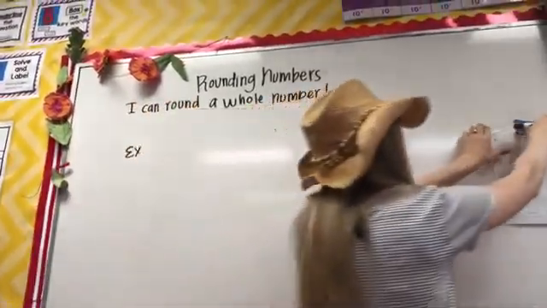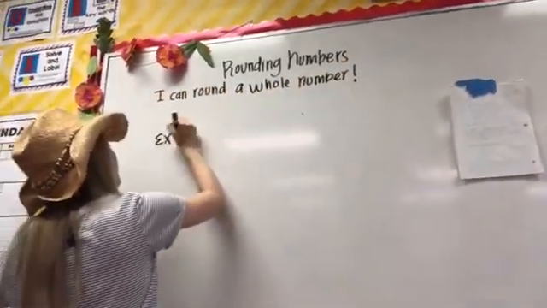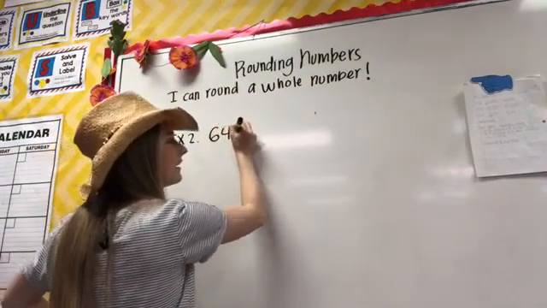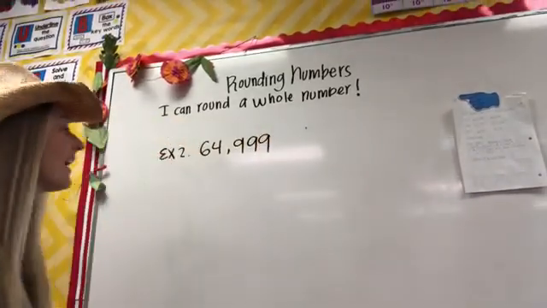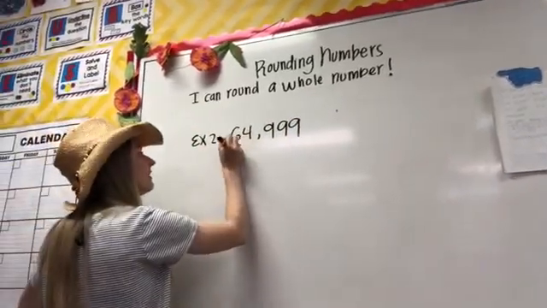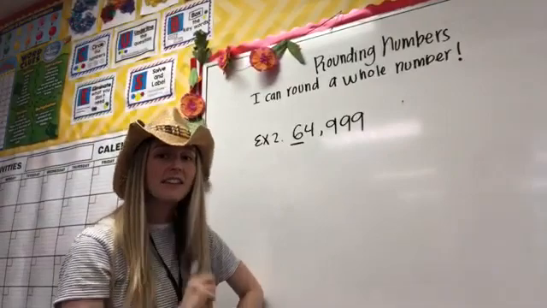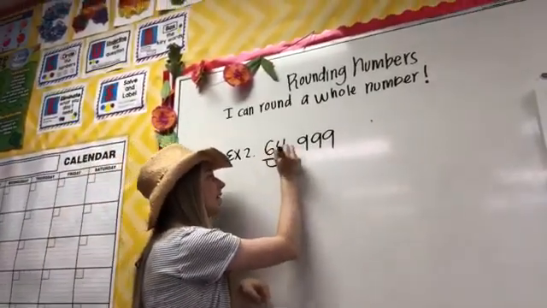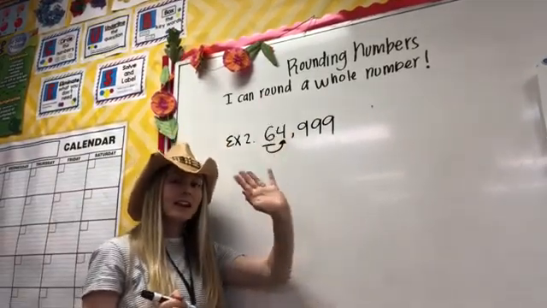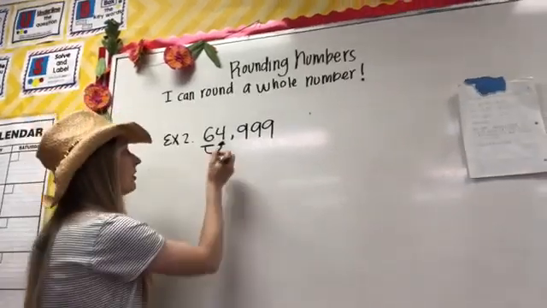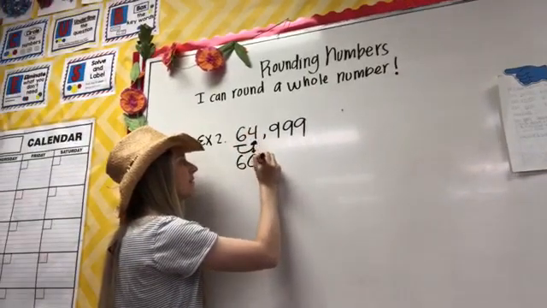All right. Let me flip this over. If we had the number, so this is example 2, 64,999. And I wanted us to round the 10,000ths place. All right, so let's round it to the 10,000ths place. So we have our number underlined. We look to the number to the right. What does our neighbor tell us to do? Does 4 tell us to go up or stay the same? It tells us to stay the same because it's too little. So the 6 stays the same. Everything to the right of it changes to a 0.